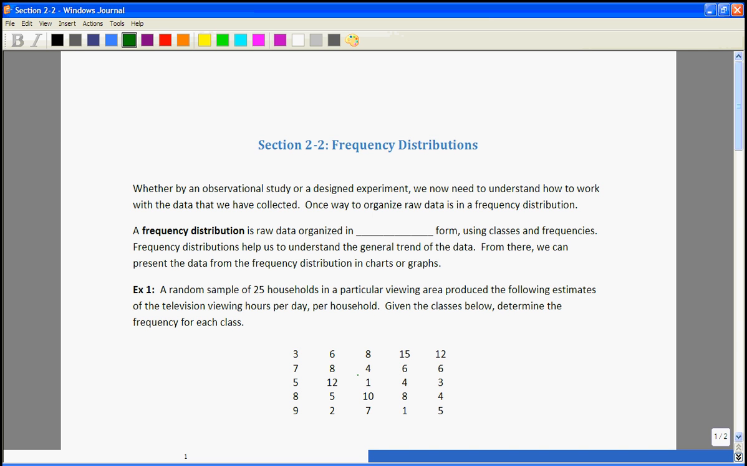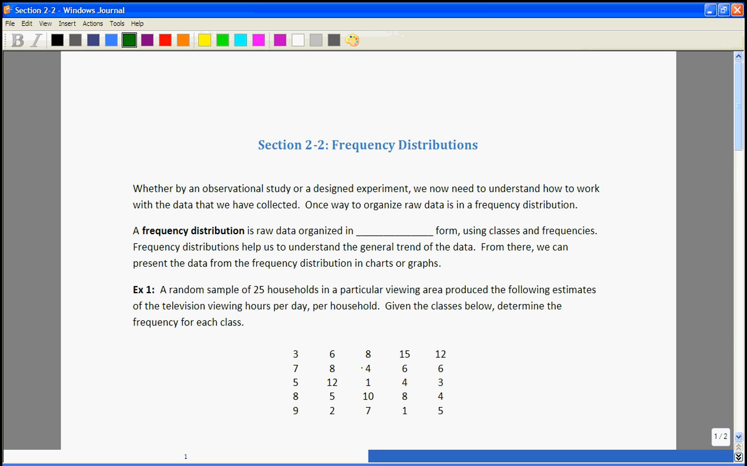Section 2.2, Frequency Distributions. So we've learned about the different types of experiment or observational studies we can do. So wherever our data comes from, now we need to understand how to work with that data that we've collected. So one way to organize just raw data, just a bunch of numbers, is in a frequency distribution.